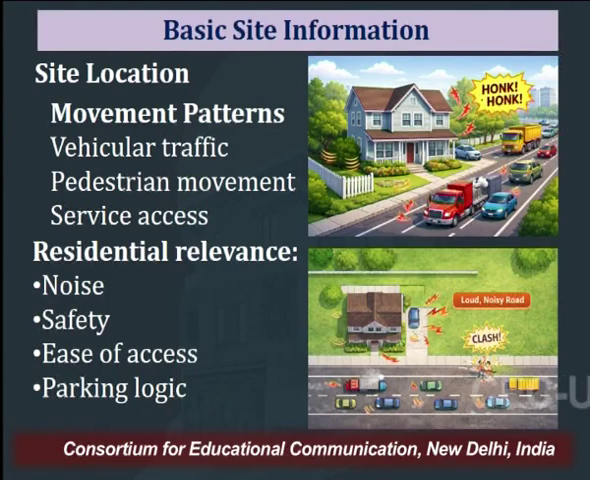So, for site location, it is very important to understand the current movement pattern that is happening around the site, because that will decide your entry points, your exit points. If there is a junction and you provide an entry to your site, it will always be chaotic, it will always be noisy. So, all these factors help you to understand and decide these decisions.